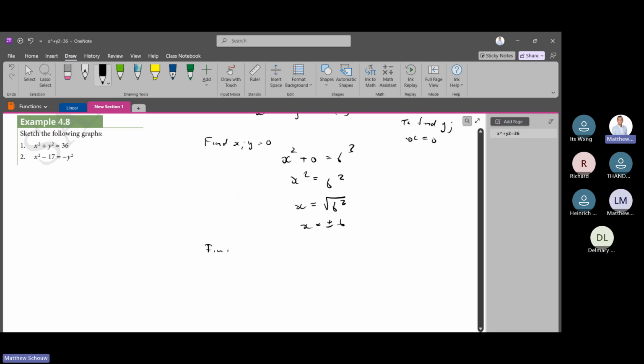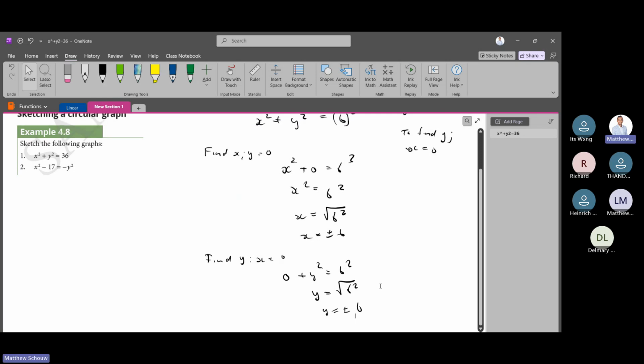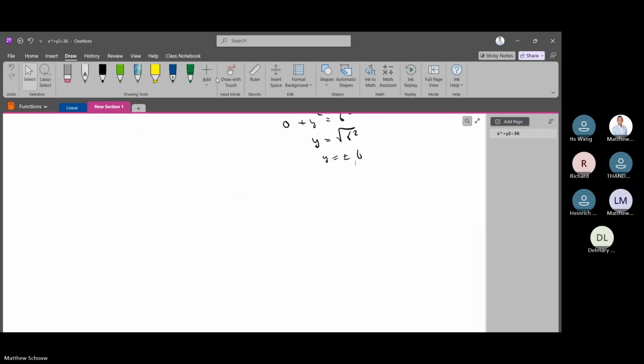To find y, make x 0, exactly the same thing: 0 plus y squared equals 6 squared. y is the root of 6 squared, so y will be plus or minus 6. Easy, all from the center.